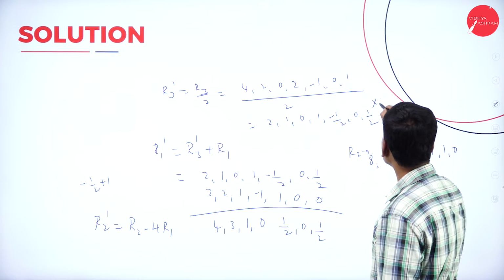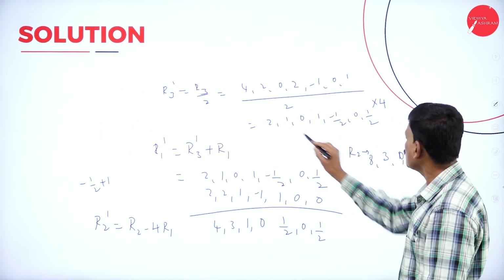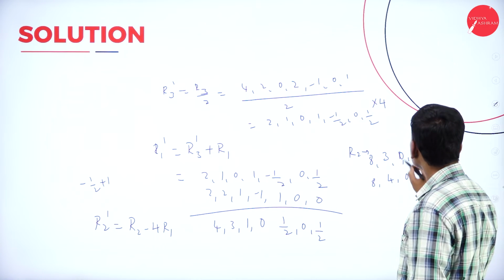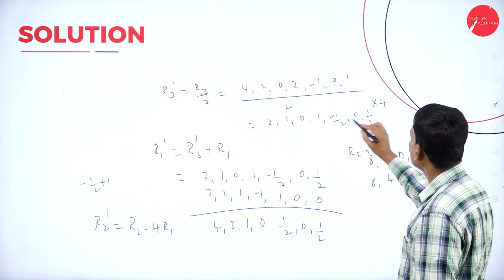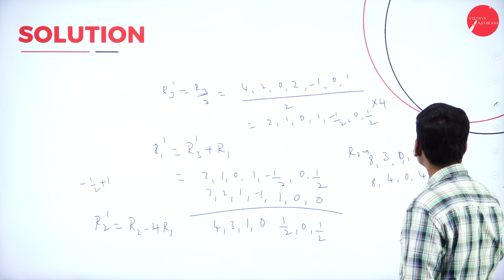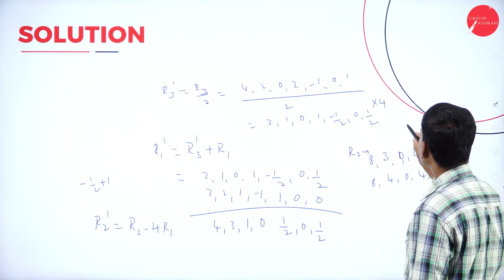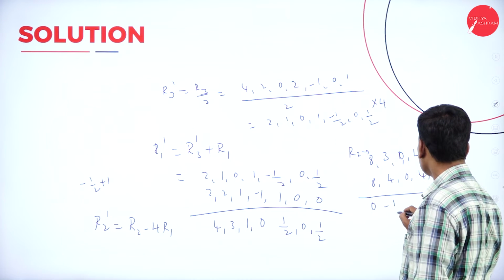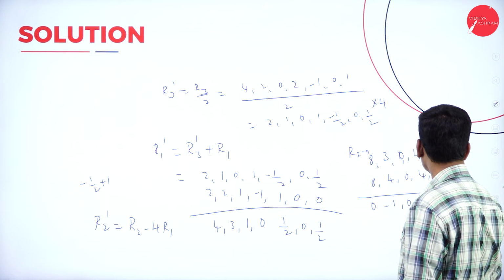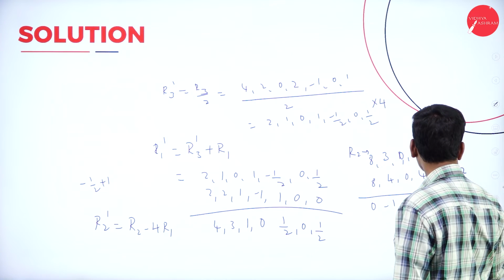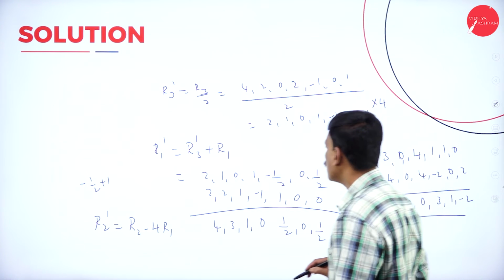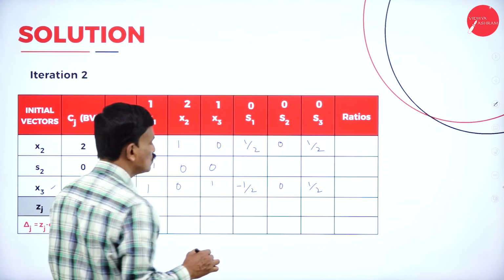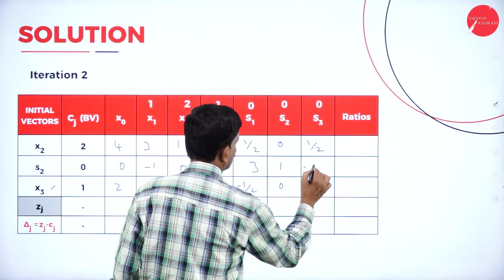Just multiply this with the 4. So 4 2s are 8, 4 1s are 4, 4 into 0 is 0, 4 1s are 4, 4 into minus 1 by 2 is minus 2, 4 into 0 is 0, 4 into 1 by 2 is 2. Subtract this: we get 0, minus 1, 0, 0, 3, 1, minus 2. These are the values we are going to get.